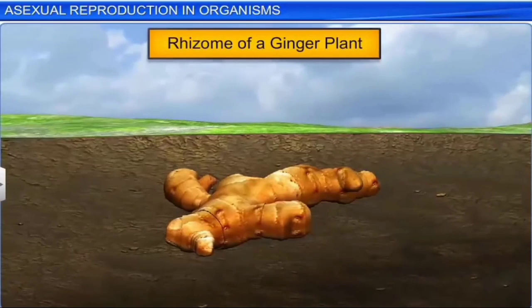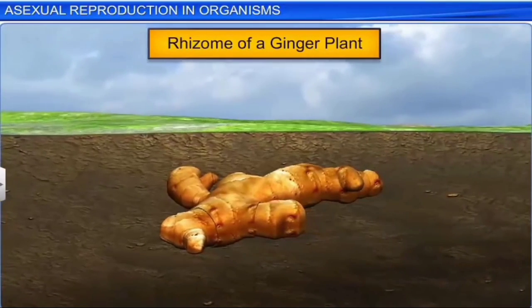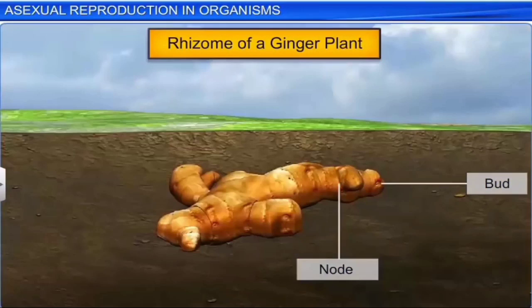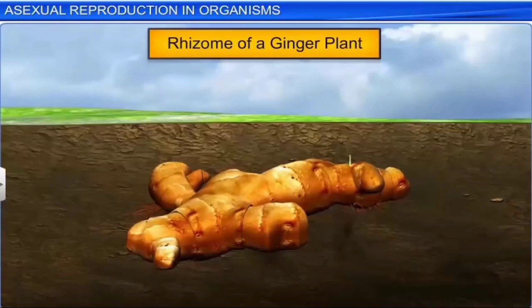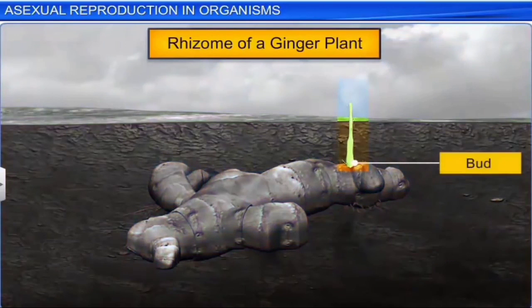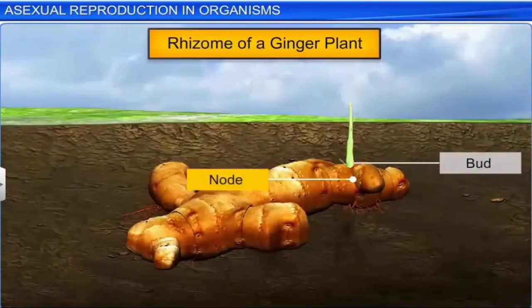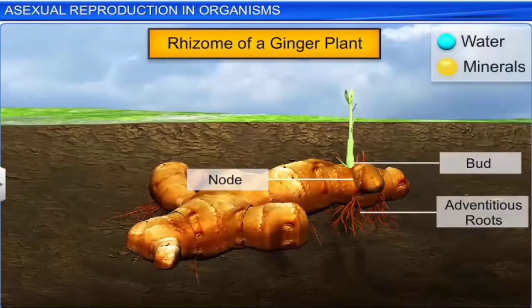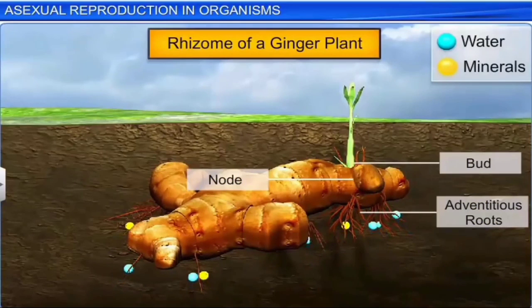Whereas in a ginger plant, modified stems or rhizomes having nodes and buds act as a means of vegetative propagation. While the buds develop into a new ginger plant, the nodes of the rhizome give way to adventitious roots which help in the absorption of water and minerals from the soil.